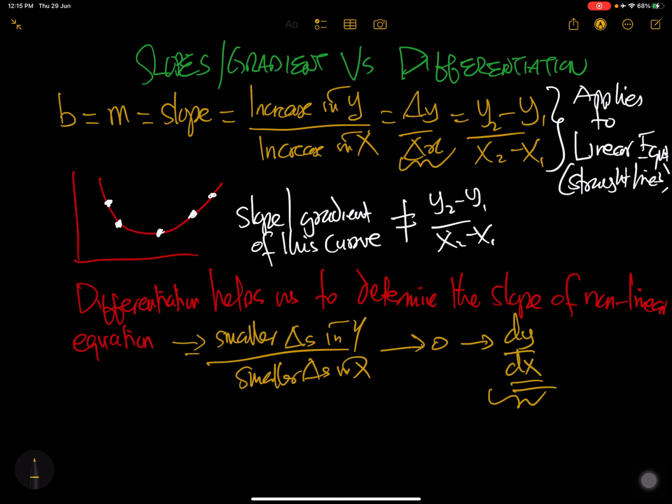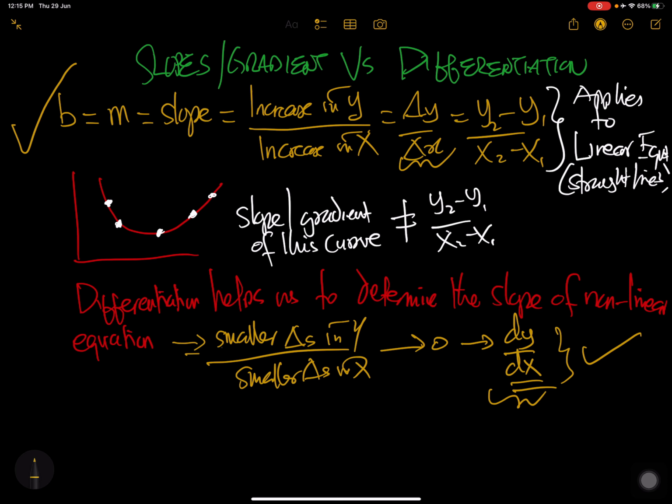So slopes and differentiation are kind of the same, because slopes are trying to find how steep something is, right? Differentiation is also trying to achieve that. But when it comes to slopes for linear equations, we use this formula. When it comes to slopes for differentiation, we use this term, dy dx, and then we apply the rules that are there in terms of differentiation. I hope that clarifies that.